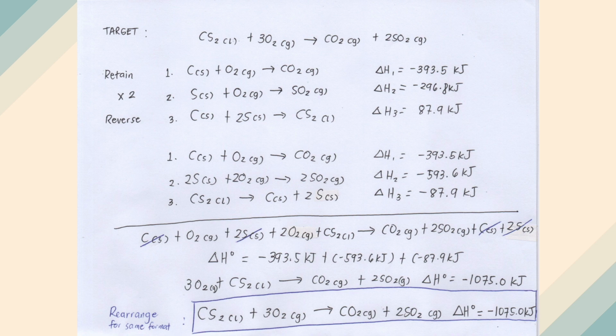Okay, so we have retained the first intermediate reaction. We have doubled the second intermediate reaction and reversed the third intermediate reaction. Then add all the substances on the reactant and the product side. Simplify and you will get also the sum of their enthalpies, which is equal to negative 1075 kilojoule. And that is the final answer.